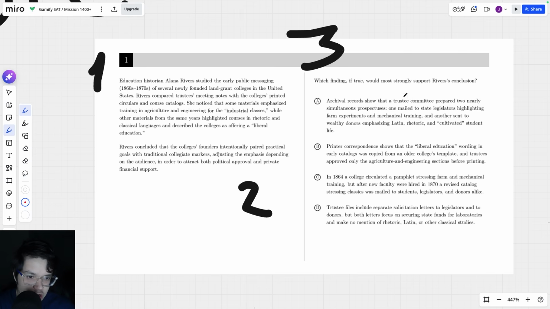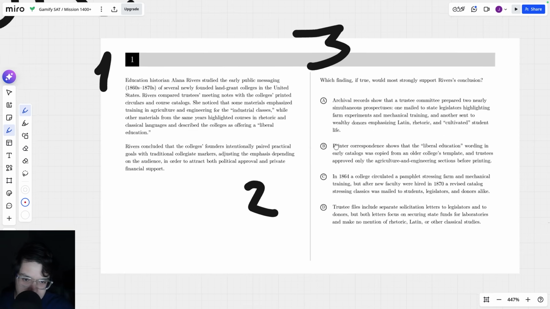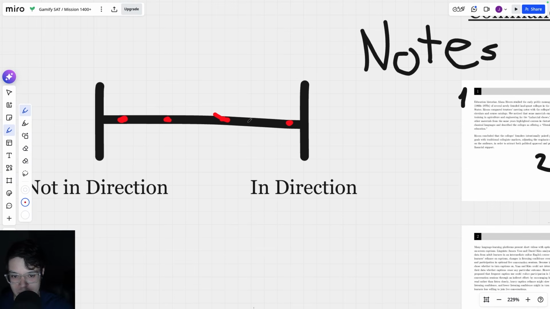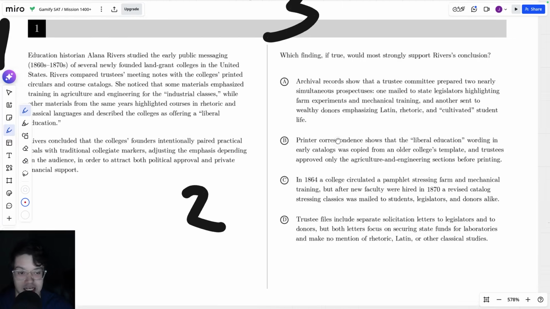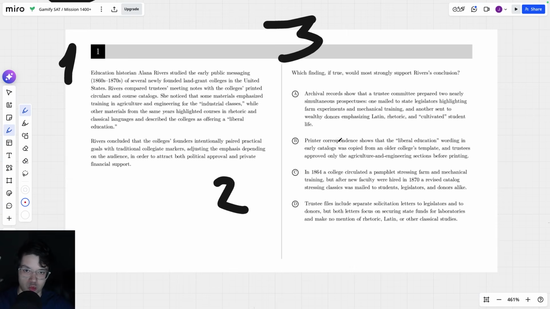Archival records show that a trustee committee prepared two nearly simultaneous prospectuses, one mailed to state legislators highlighting farm experience and mechanical training, and another sent to wealthy donors emphasizing Latin, rhetoric, and cultivated student life. That seems very strong. If I was to say what direction it would be in, probably more along these lines, because it says pretty much exactly what I expected. They sent one thing to one person, one thing to another, and just had different goals, basically. So pretty strong one there.